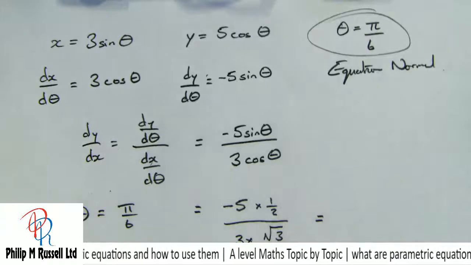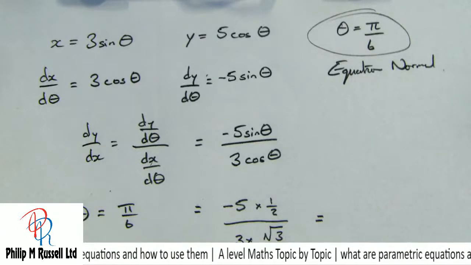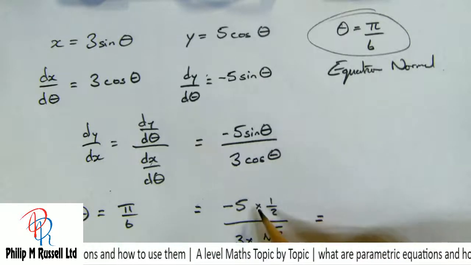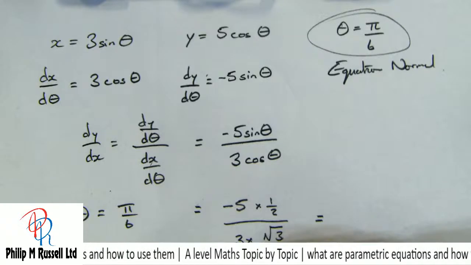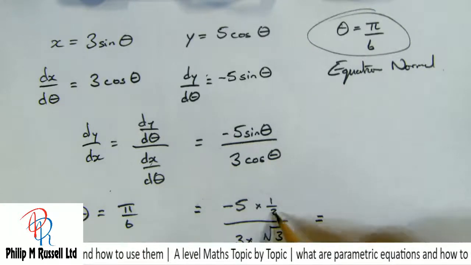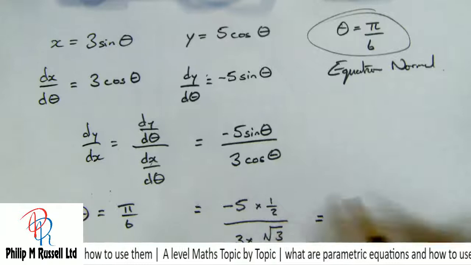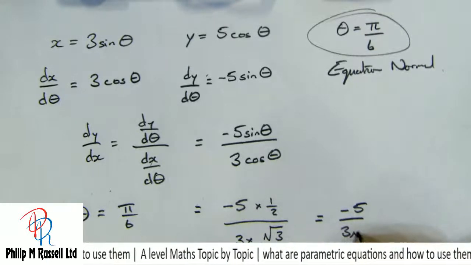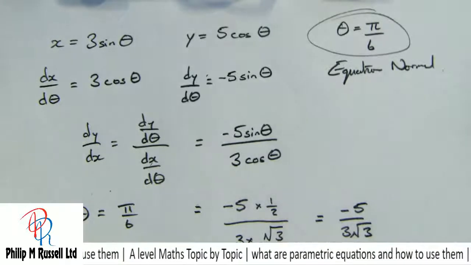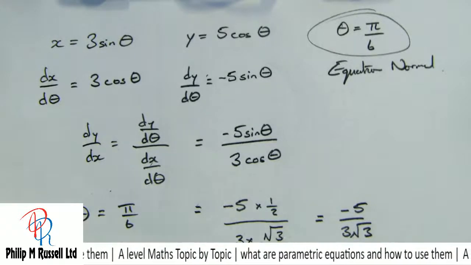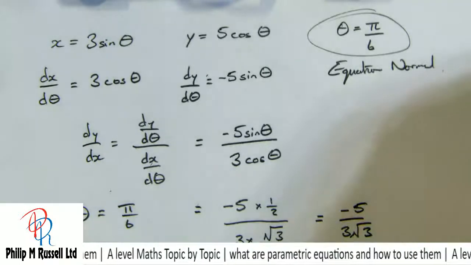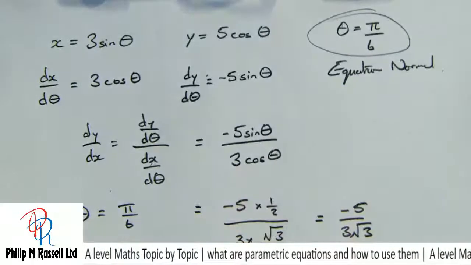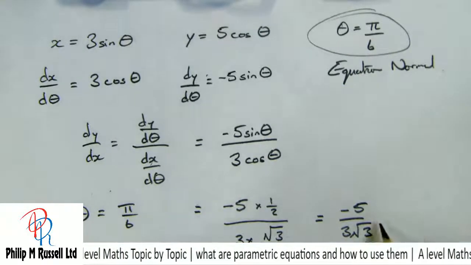I'm trying to work out the easiest way of doing this. That's 3 root 3 over 2, but that's about a half, so the 2 is going to cancel, so it's going to give me minus 5 over 3 root 3. So I've got my little point there. We're asked to work out the equation of the normal. So I know my gradient.